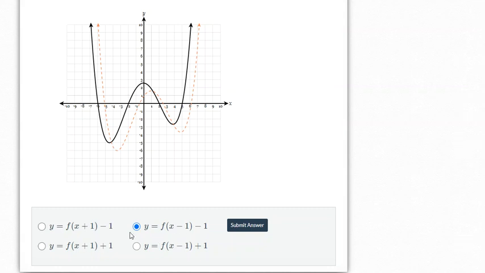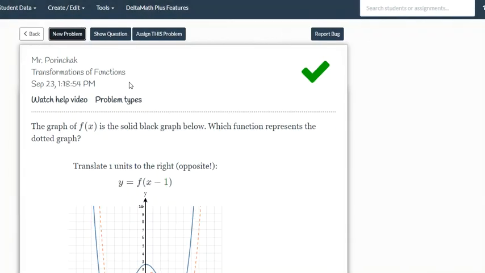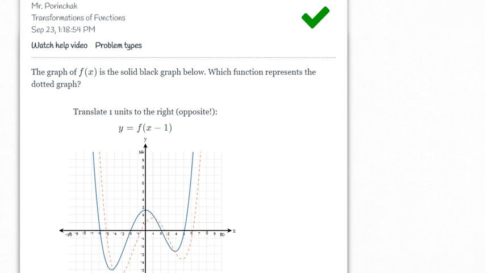They're not labeled A, B, C, D, sorry. But this answer in the top right here that I've selected in blue, again, it's going down 1 and right 1, which is the minus sign inside. And hopefully after you select that, you'll get that check mark. So I think those are some cool problems as well, where you're just viewing the two graphs, the old and the new, and you're selecting which graph makes that happen.